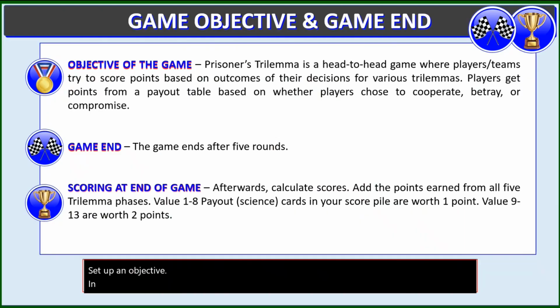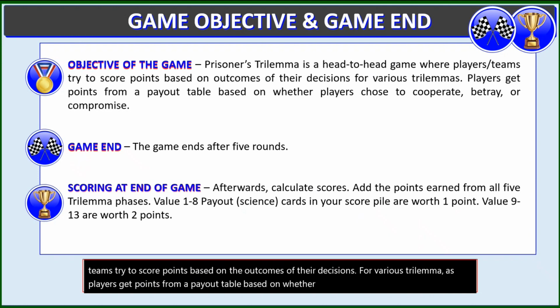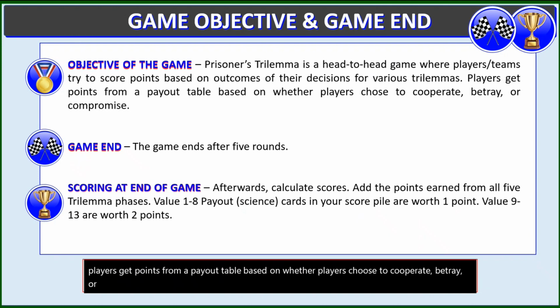In Prisoner's Trilemma, the objective is that it's a head-to-head game where players or teams try to score points based on the outcomes of their decisions for various trilemmas. Players get points from a payout table based on whether players choose to cooperate, betray, or compromise. The game ends after 5 rounds.